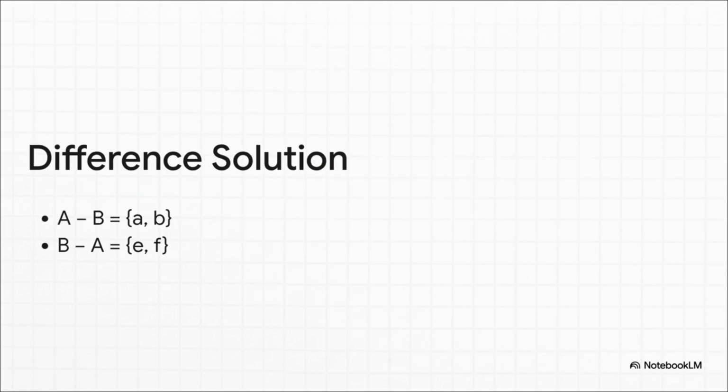Let's check your work. A minus B is just A, comma B. We started with set A and ripped out C and D because they were hiding over in set B. On the flip side, B minus A is E, F. We started with B and removed C and D because they were in A. Two totally different results, right?